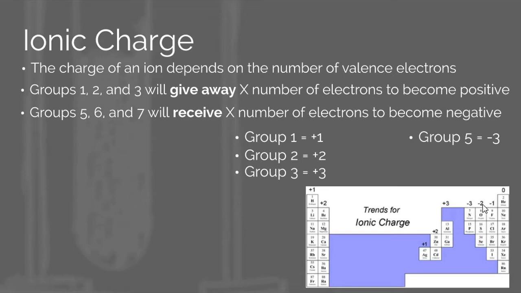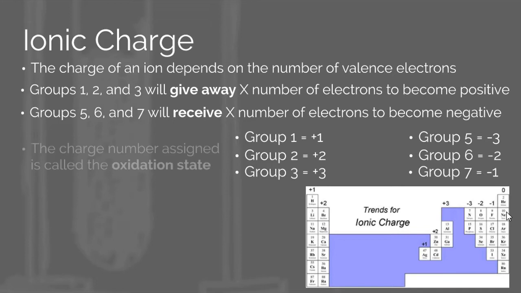If we continue on, for group number 6, oxygen, sulfur, and selenium can gain 2 electrons, and when they do that, they get a charge of -2. And finally, with group number 7, the halogens, fluorine, chlorine, bromine, and iodine, they can gain 1 electron, and they gain a charge of -1 when they have that 1 extra electron. Notice that for the noble gases, we have 0 because they already have a full octet, and they don't gain or lose any electrons.